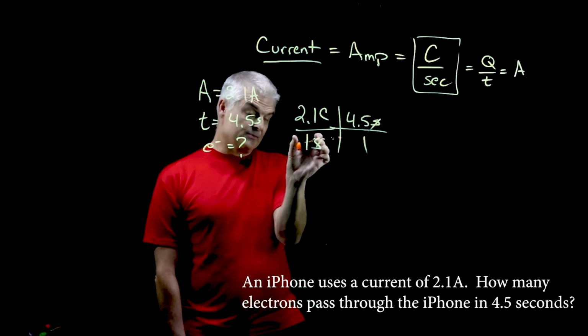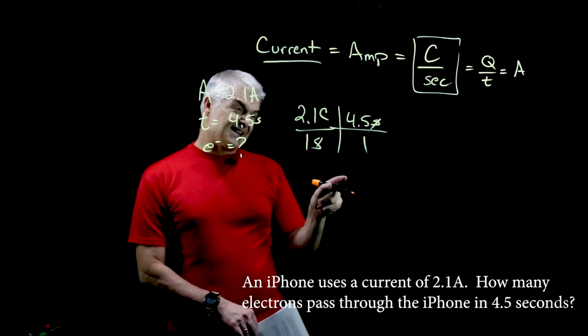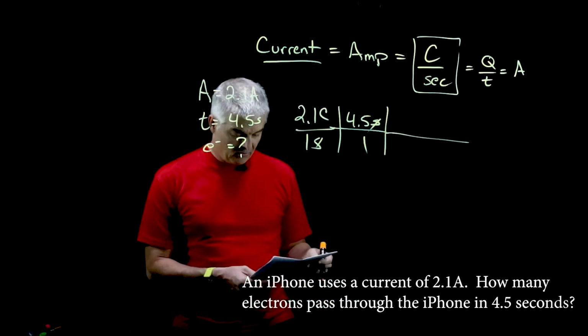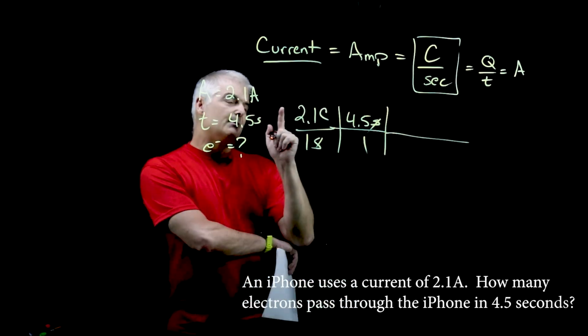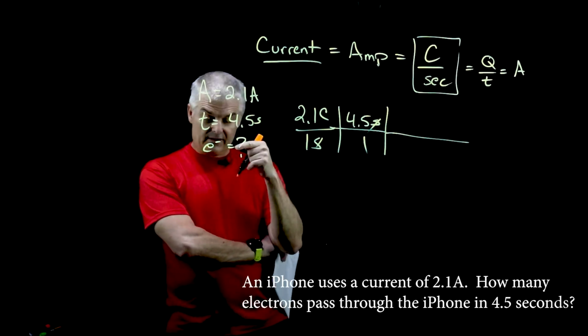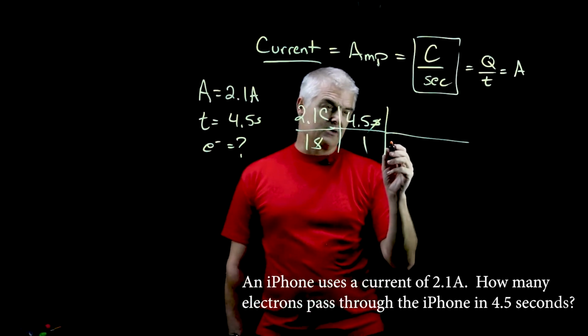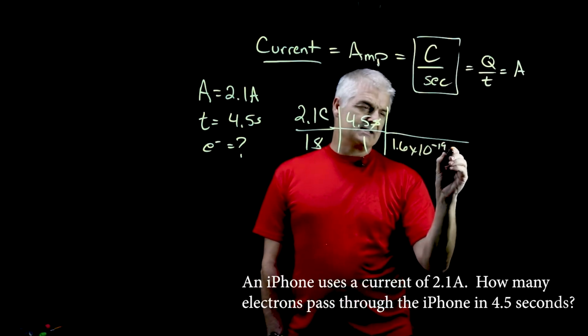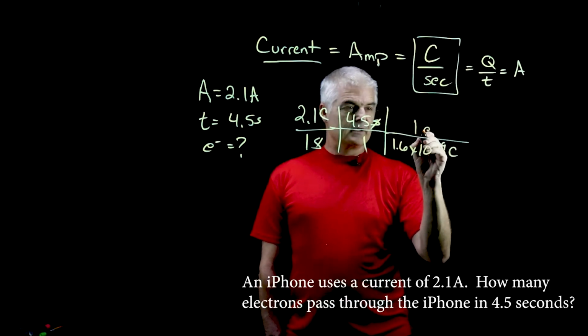Now I have the coulombs. But the question asks how many electrons. Now we're going to pull out a number that we've seen before. We know how many coulombs there are in an electron. Remember, that was given way back in our units. There's 1.6 times 10 to the minus 19th coulombs for every 1 electron.